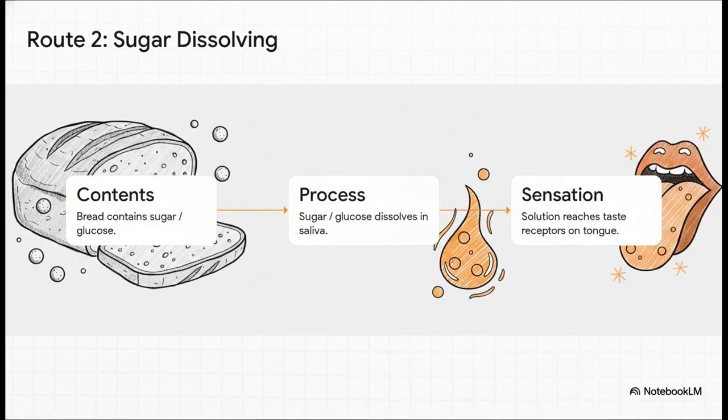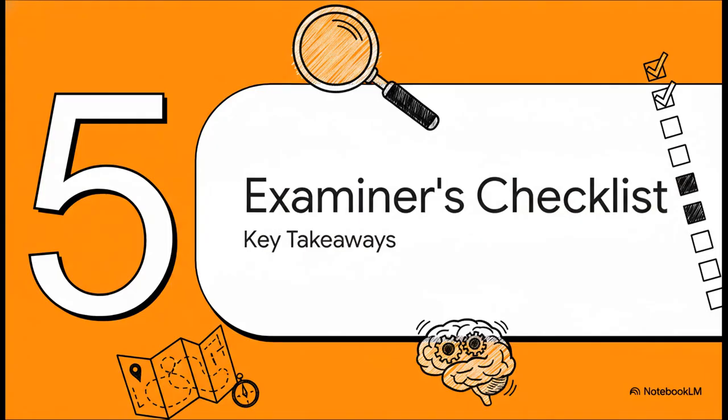But check this out. Here's the alternative. You could also argue that bread already has some sugar in it. So, mark 1, bread contains sugar. Mark 2, this sugar dissolves in your saliva. And mark 3, that sugary solution then reaches the taste receptors on your tongue. 2 different explanations, both completely correct, both worth full marks. Pretty cool, huh?